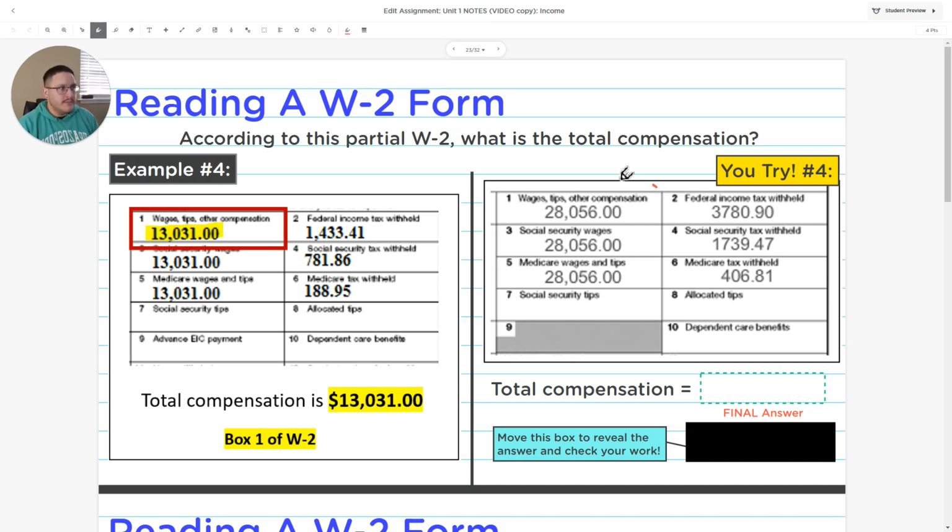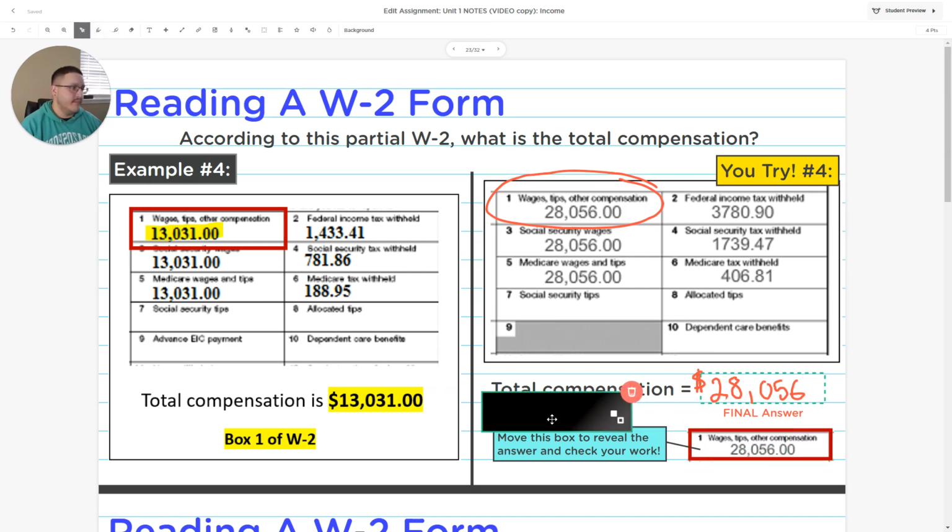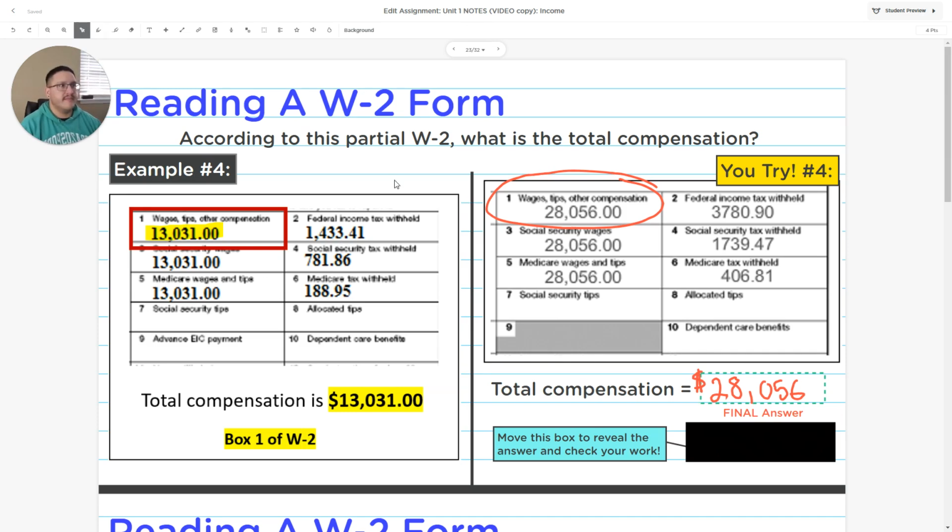You try number 4. Here it is. Not much to talk about. Simply, where is it on the W-2 form in box 1? So your total compensation should be $28,056. There it is. That's it for you try number 4.